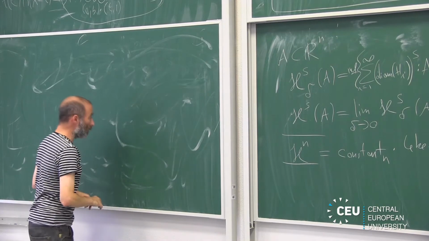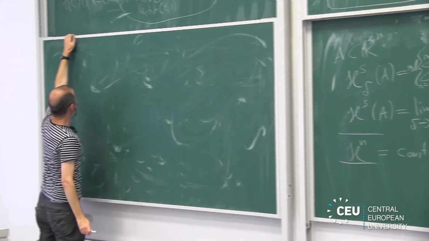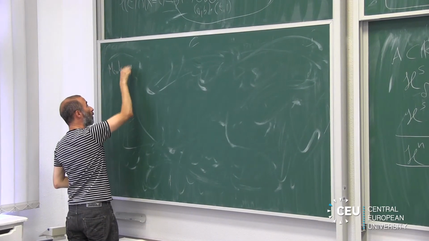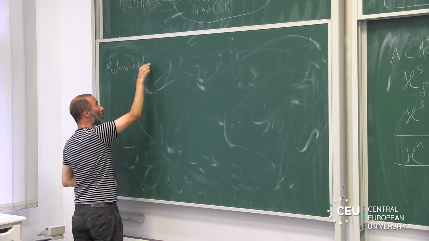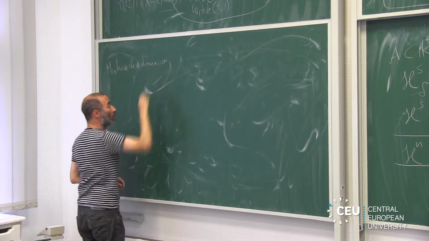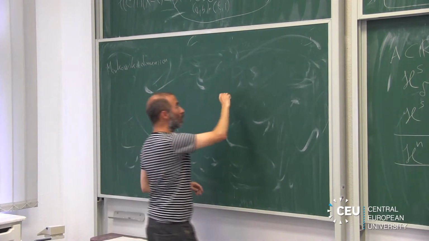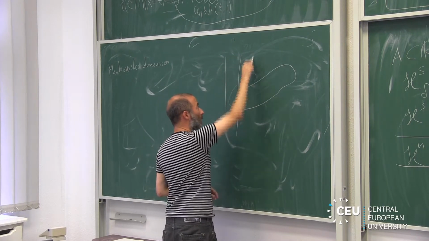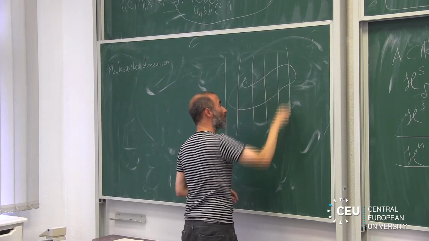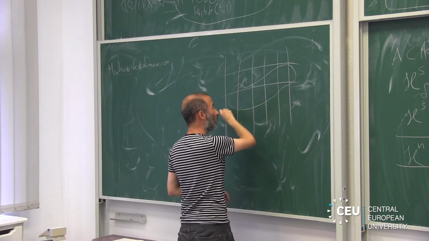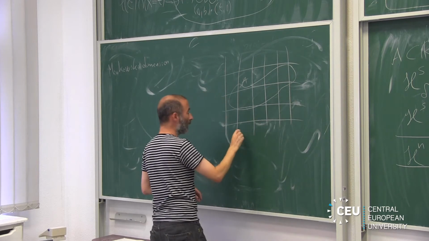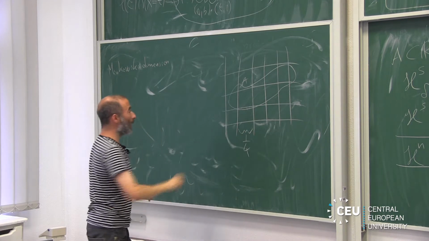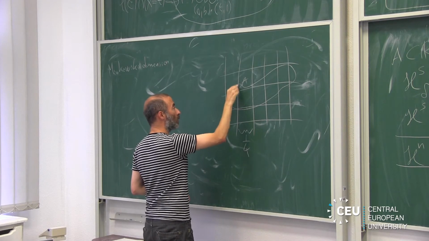Okay, and the Minkowski dimension, or box dimension, is defined the following way. We have our set, some bounded set A. It makes sense only for bounded sets, and we take a sequence of grids. So the grid length is, say, 1/k. And then we count the number of squares.